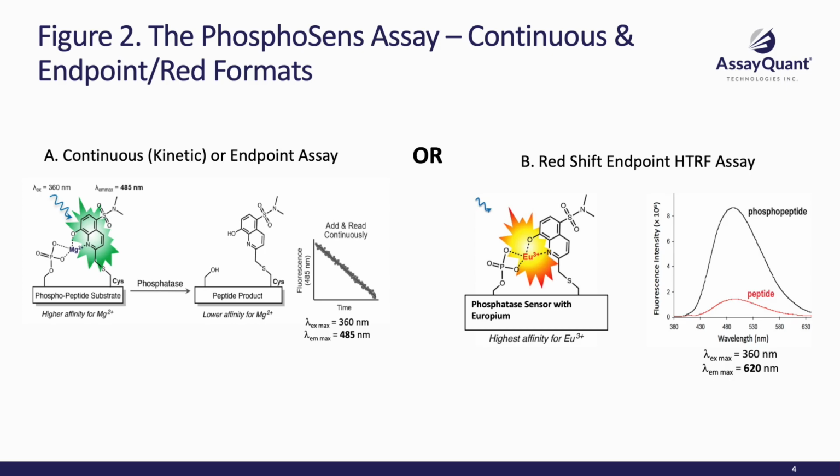A second assay that can also be utilized as an endpoint assay is our redshift assay, which measures time-resolved fluorescence. After the standard assay is complete, europium is added to displace magnesium and bind to the peptide. After reading the assay at emission 620, a signal to background can be determined. The advantage of this assay is that it prevents compound interference that may be observed at a lower wavelength.